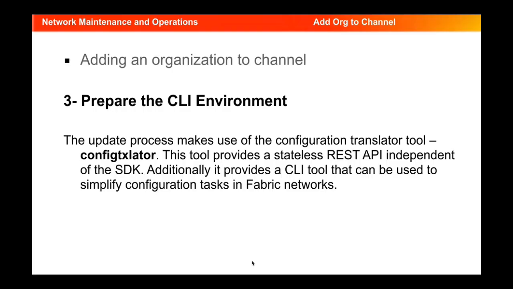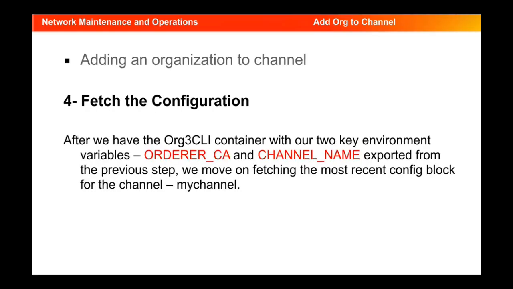So the update process makes use of the configuration translator tool, which is configtxlator. This tool provides a stateless REST API independent of the SDK. Additionally, it provides a CLI tool that can be used to simplify configuration tasks in the Fabric network.